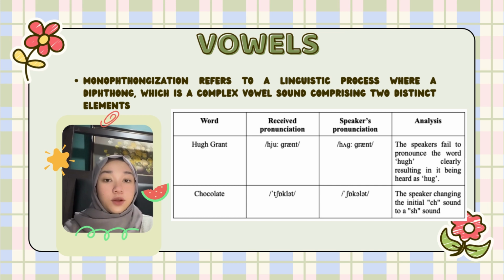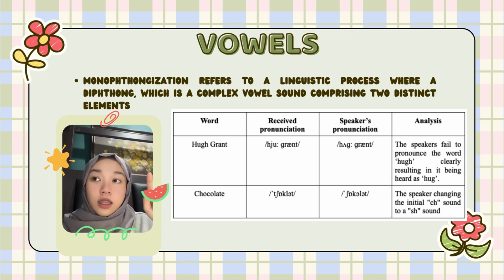hyo. The second word is chocolate. This chocolate pronunciation, I found it's become a habit for most of the people to pronounce chocolate as chocolate because the spelling for chocolate is CH, but most of the people, even the speakers from the podcast, pronounce chocolate as chocolate, which the speakers change the CH to the SH sounds. So the pronunciation by the speakers sounds as chocolate, but the correct pronunciation should be chocolate.